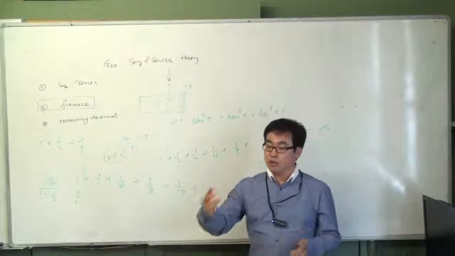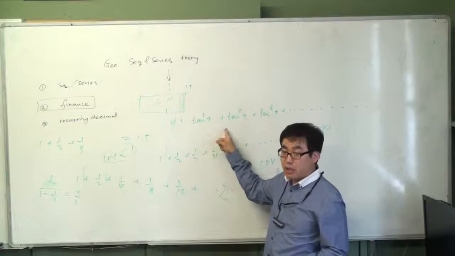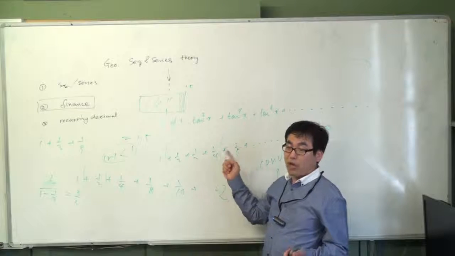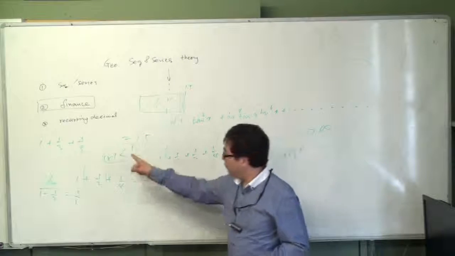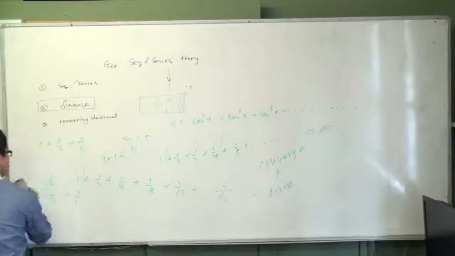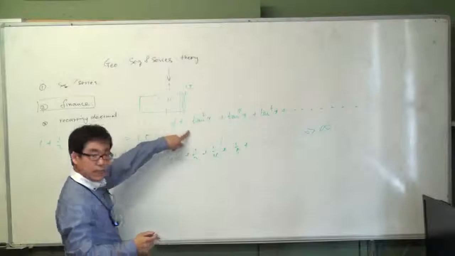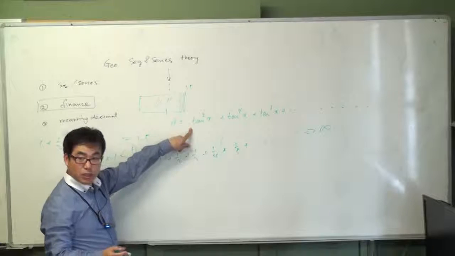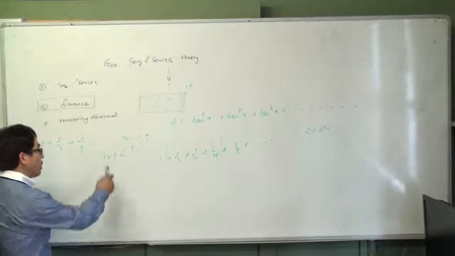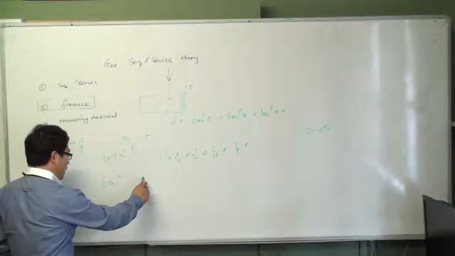Then they ask: find the x value, find x for the series to have a limiting sum. What does that mean? For that series, which is a geometric sequence, to have a limiting sum, the ratio must be less than 1. So what's the ratio? Tangent square. So tangent square must be less than 1.